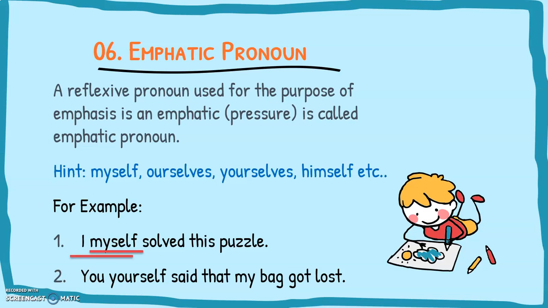Now, how do you identify an emphatic and a reflexive pronoun? You'll always find the emphatic pronoun beside the personal pronoun. That is, right after I, you'll have the emphatic pronoun. Right after you, you'll have the emphatic pronoun. So they come beside the personal pronoun, and so they are called emphatic pronouns.